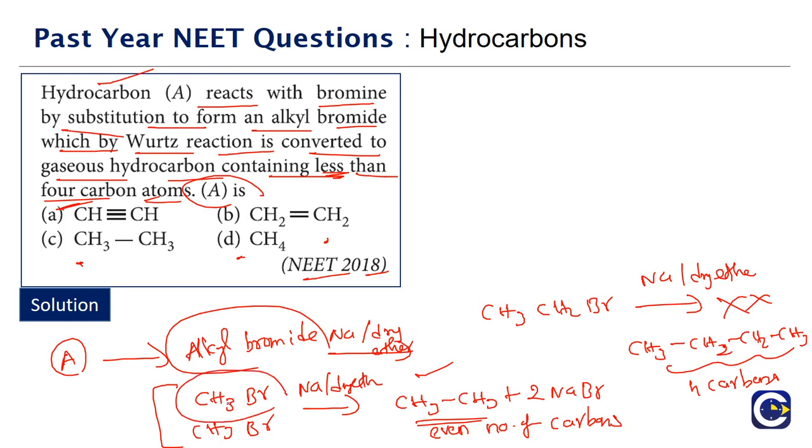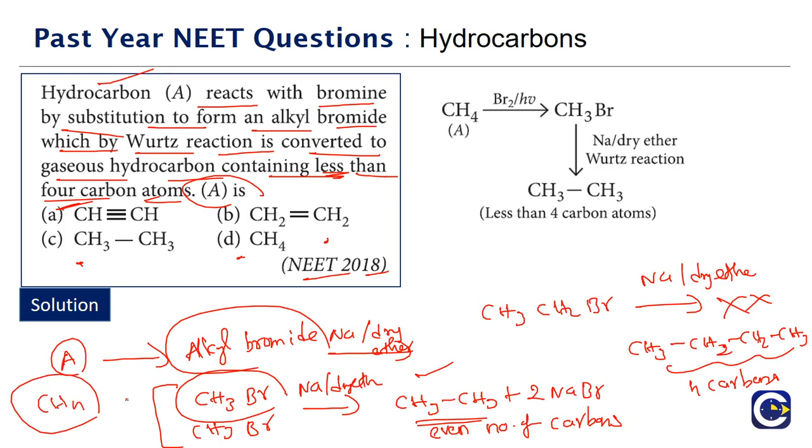So to do the Wurtz reaction with methyl bromide, we must have obtained the methyl bromide by the bromine substitution with methane. Okay, so what is the possibility here? We have methane, which is our compound A. On bromination, we will get methyl bromide, and sodium in ether, that's the Wurtz reaction.